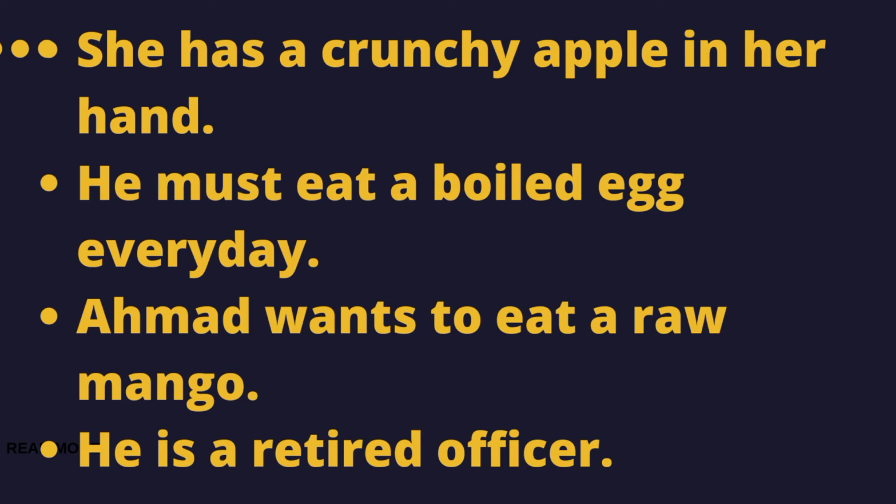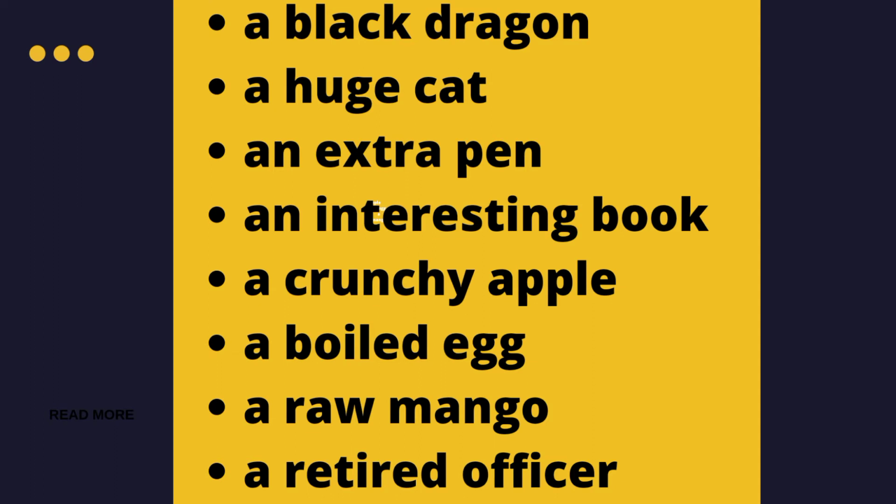Let's have a look at the articles used before these adjectives. A black dragon, a huge cat, an extra pen, an interesting book, a crunchy apple, a boiled egg, a raw mango, and a retired officer.